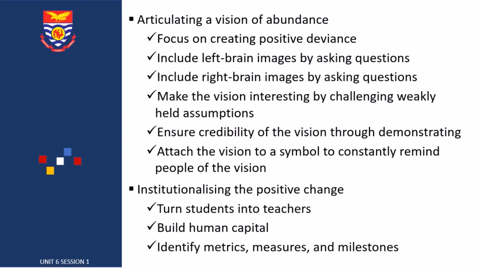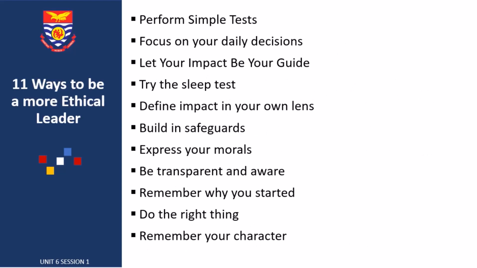Institutionalizing the positive change is very important. You need to implement it by turning students into teachers, building human capital, and identifying metrics, measures, and milestones in the organization. Eleven ways to be a more ethical leader include performing simple tasks, let your impact be your guide, try the sleep test, build in safeguards, express your morals, be apparent and transparent and aware. Remember why you started being a leader. Do the right thing. Remember your character.